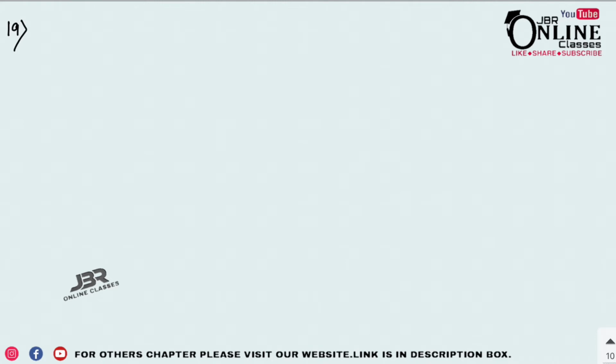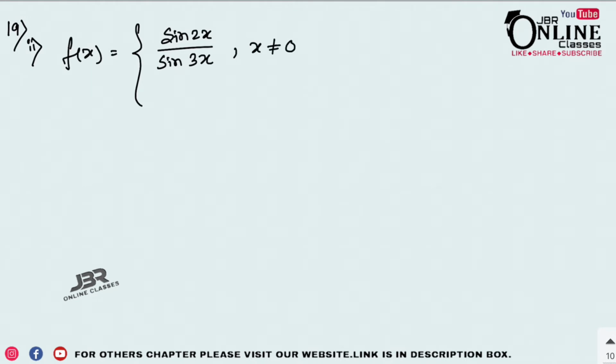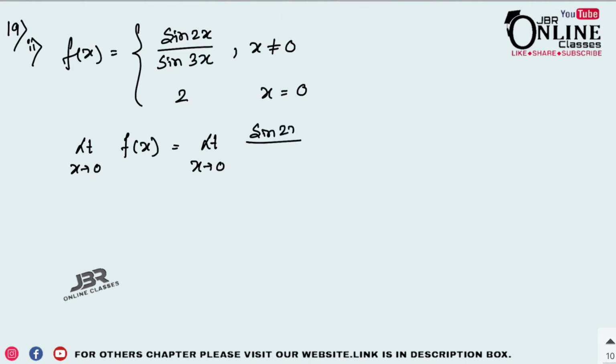Sum number 19, here you have total 3 sums. Okay, so here I'm going to solve the second one. Second one, f(x) equal to here sine 2x by sine 3x when x not equal to 0, and after that here only 2 when x equal to 0. So for this one, here limit x tends to 0 f(x), okay, that one equal to limit x tends to 0, here sine 2x by sine 3x.